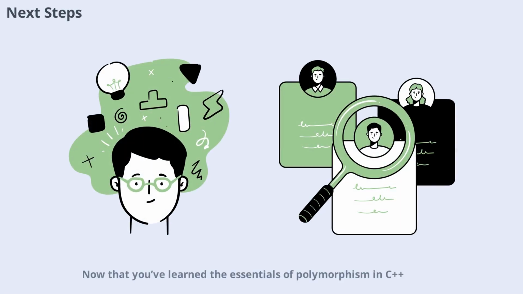Now that you've learned the essentials of polymorphism in C++, it's time to put your knowledge into practice. Try building your own class hierarchies, experiment with function and operator overloading, and implement virtual functions in your projects. The more you apply these concepts, the more natural they'll become.